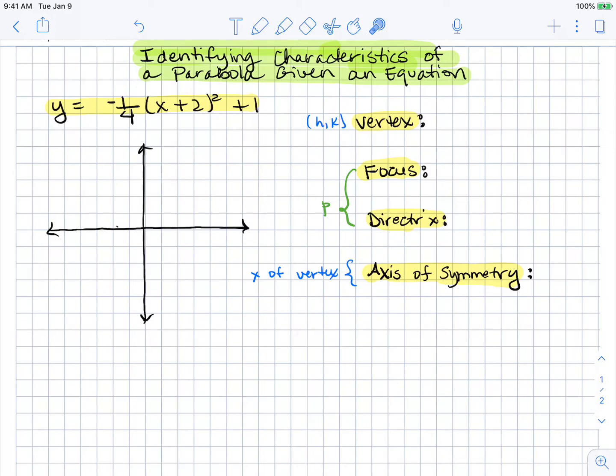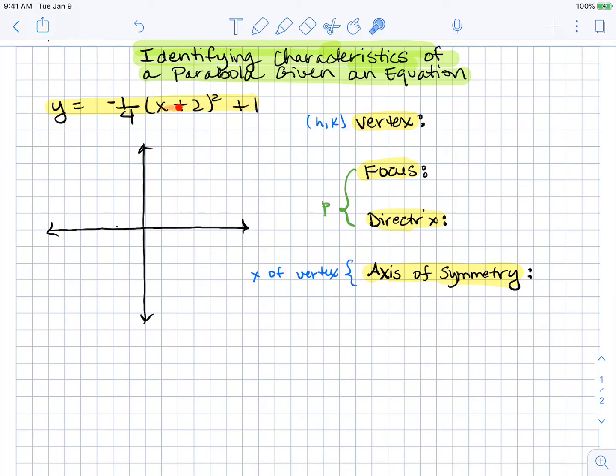My vertex is my (h, k) of my equation, my h and my k. I can find my focus and my directrix if I use p, and I can find my axis of symmetry if I know what the x of my vertex is. So I'm going to start with my vertex.